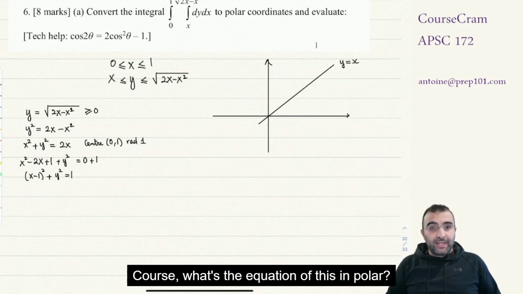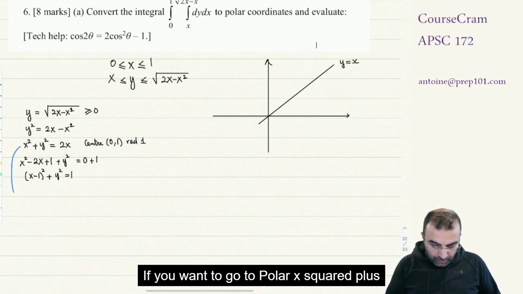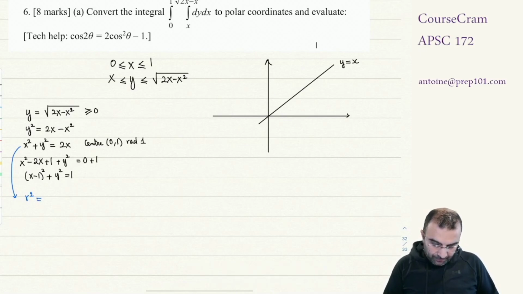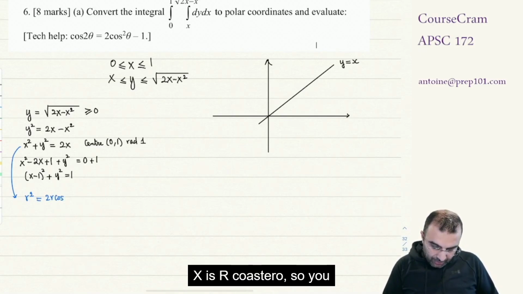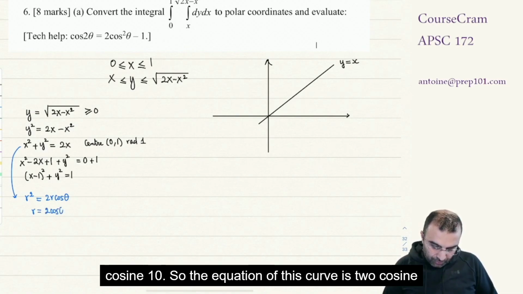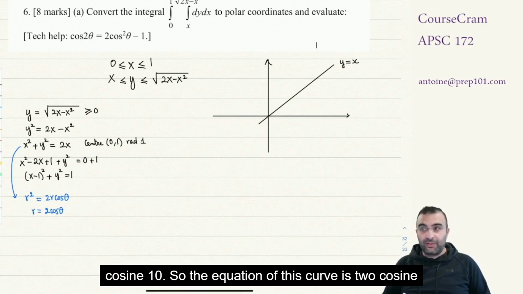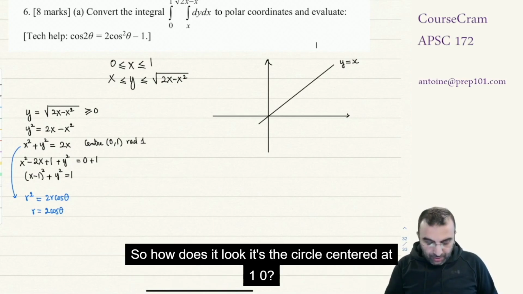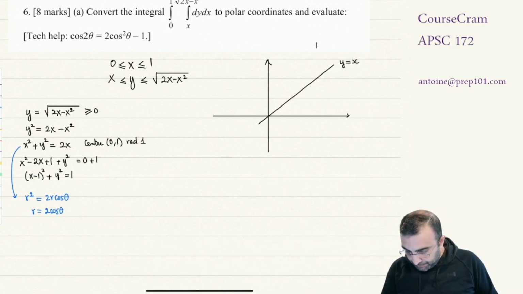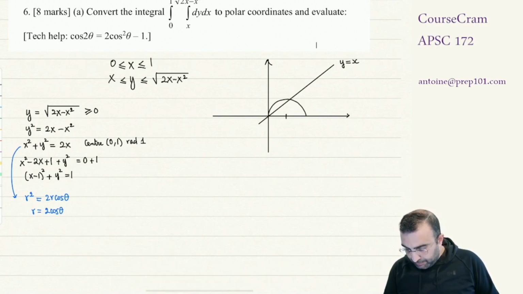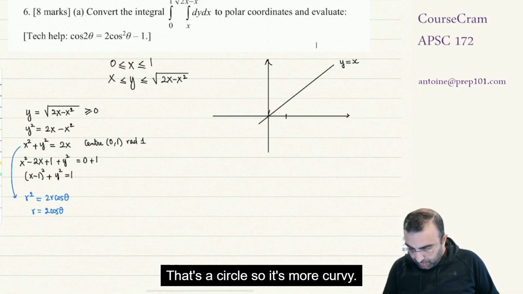Of course, what's the equation of this in polar? If you want to go to polar, x squared plus y squared is r squared, and x is r cos theta. So you simplify by r, and r equals 2 cosine theta. So the equation of this curve is r equals 2 cosine theta. How does it look? It's the circle centered at (1, 0) and of radius 1 with y positive. So that's like this. That's a circle, so it's more curvy.